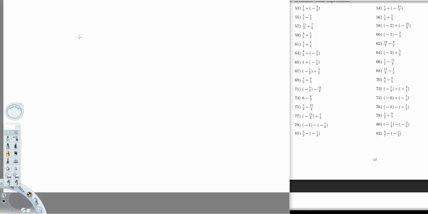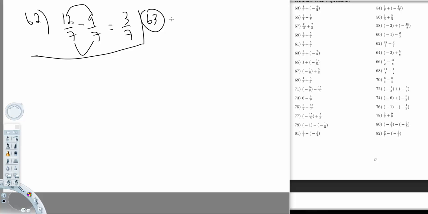Okay, number 62 now. Over 7. 9 over 7 equals, we already have a common denominator. We have these two positive numbers being subtracted, so it's 12 minus 9 equals 3 over 7. That one is pretty easy. Yeah, that's what it is.